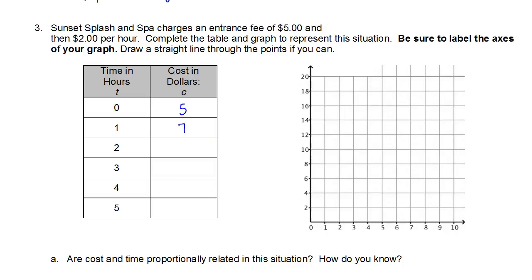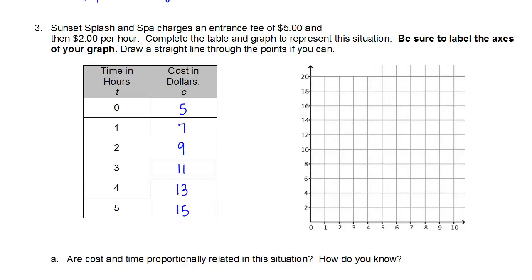If we're there for 2 hours, that's 2 hours at $2 per hour, so $4 there, plus the $5 entrance fee, so $9. 3 hours at the spa would be $6, plus the $5 entrance fee, so $11. 4 hours would cost $8, plus the $5 entrance fee, which is $13. And 5 hours would cost $10 plus the $5 entrance fee, so $15.